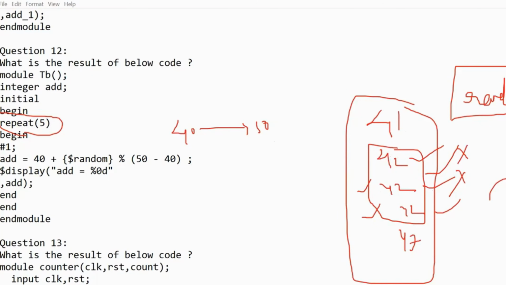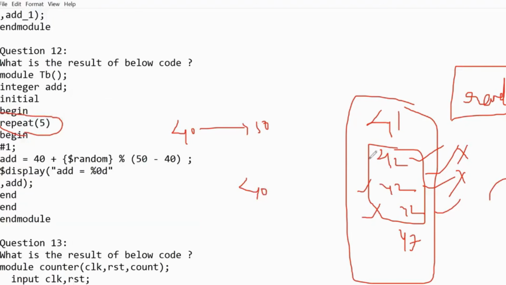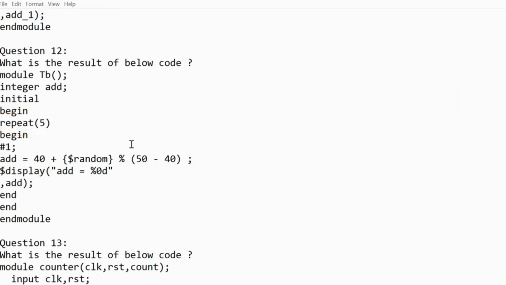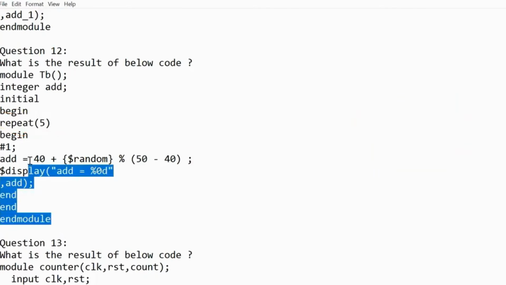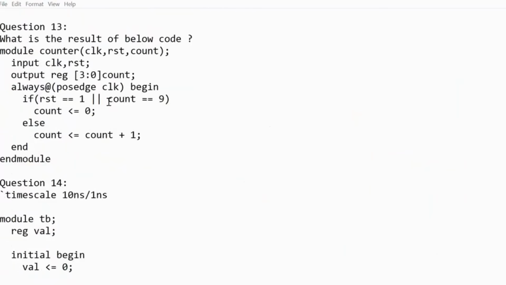Also in SystemVerilog we have controllability. We can write constraints. Constraints means we can control the randomization. Like if you want to generate between 100 to 200, or greater than 100, we can write constraints. So we have more controllability on randomization. But in Verilog we don't have such things. Did you understand everyone? Next question.